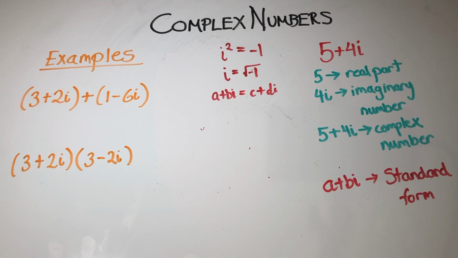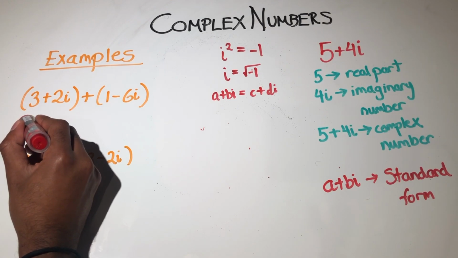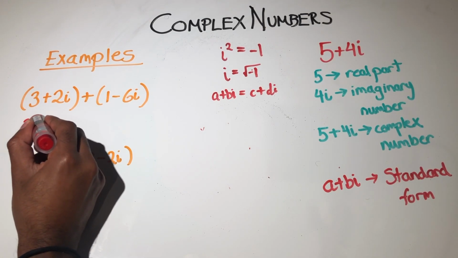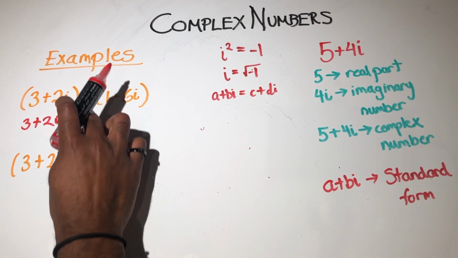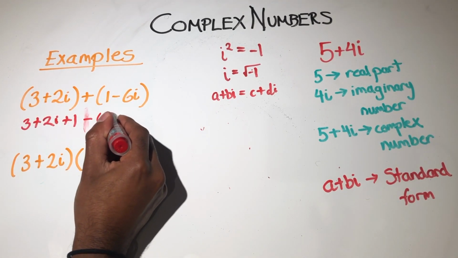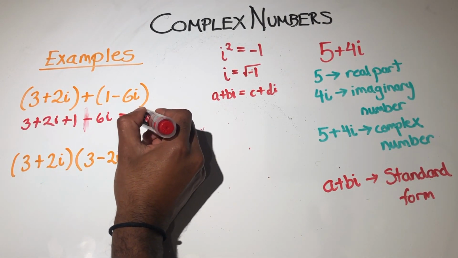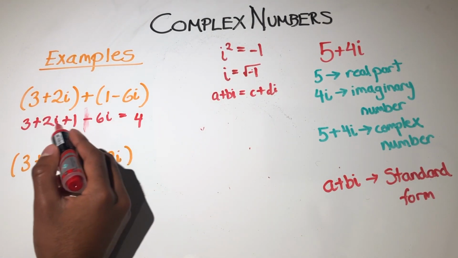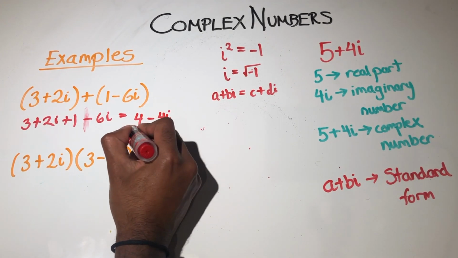Now let's jump right ahead and do some examples like the ones I did on the left right here. We have (3 plus 2i) plus (1 minus 6i). We're just going to do some algebra here. So we can just break up the parentheses: 3 plus 2i plus 1 minus 6i. We can group like terms. We have 3 plus 1, which is going to give us 4. You want to put the real part first. Then we have 2i minus 6i, which is just minus 4i. And that's our answer.